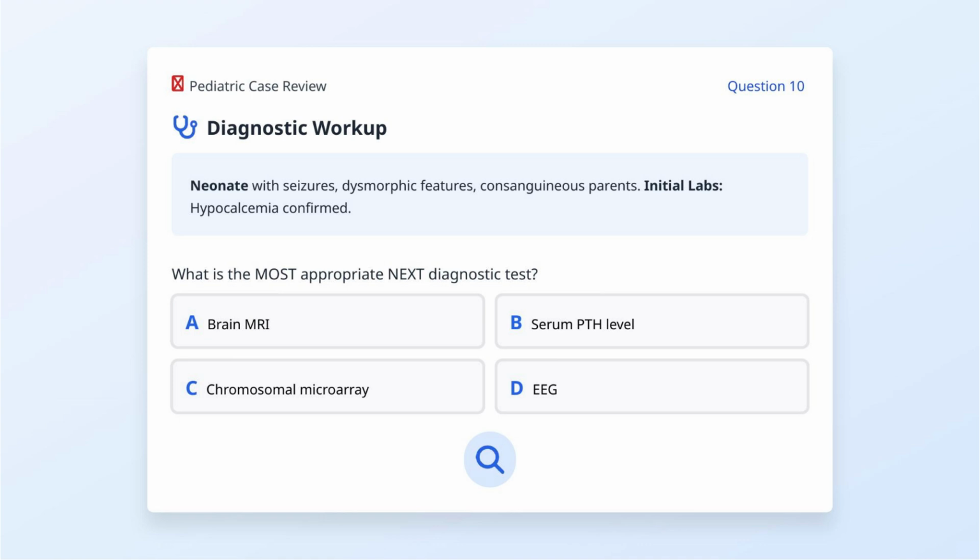Pediatric case review question 10. A neonate presents with seizures, dysmorphic features, and consanguineous parents. Initial laboratories confirm hypocalcemia. What is the most appropriate next diagnostic test? Option A, brain magnetic resonance imaging. Option B, serum parathyroid hormone level. Option C, chromosomal microarray. Option D, electroencephalogram.